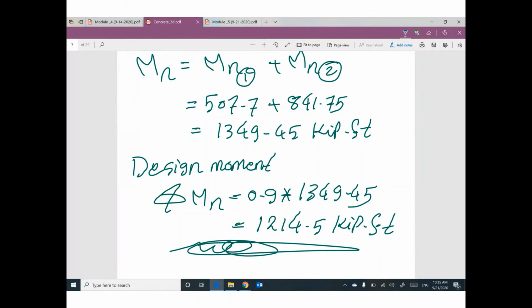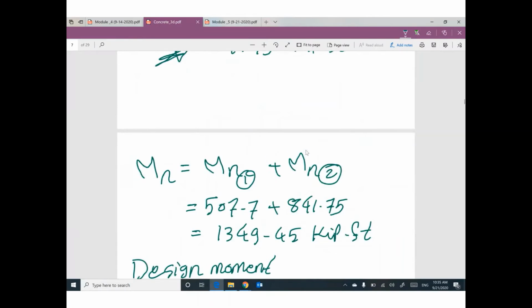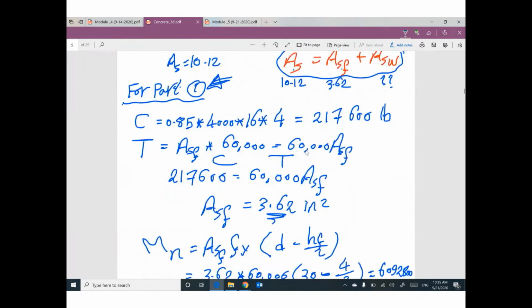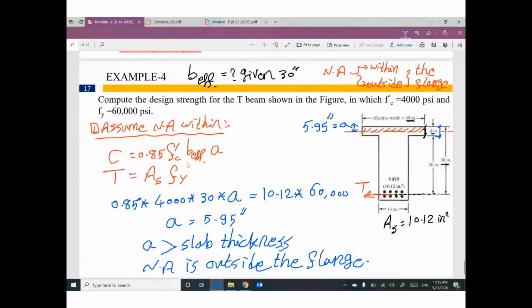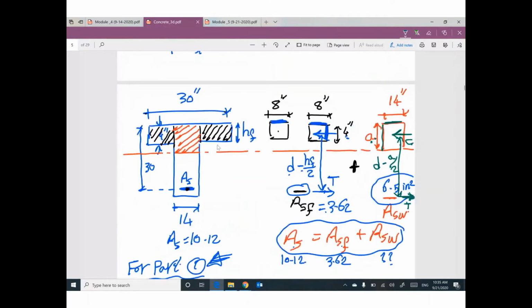It's a little bit longer, but you need to start first by assuming your neutral axis is within the flange. If it's within the flange, it will be shorter. That's enough. But if a is greater than slab thickness, that means the neutral axis is outside the flange. So we need to break this cross section into two parts.